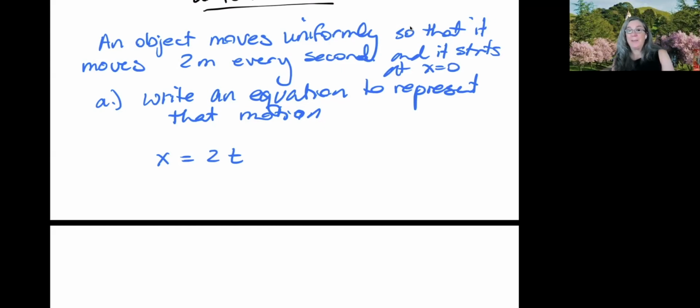Otherwise, if you remember the equation of a line, y equals mx plus b, I would need a constant on the end. So if I have it start at 0, then that's like a plus 0. That is a fine way to write that.